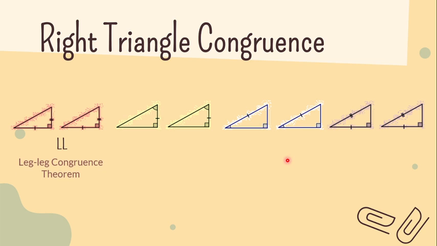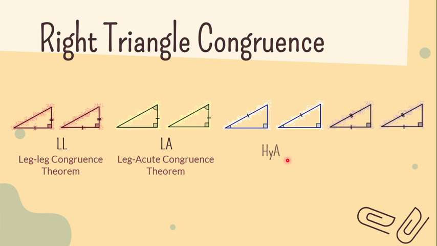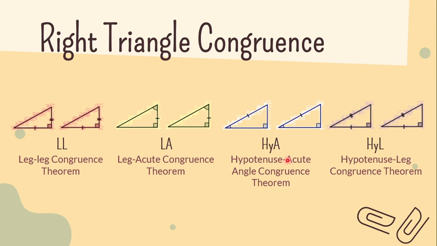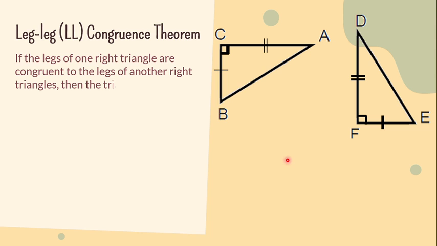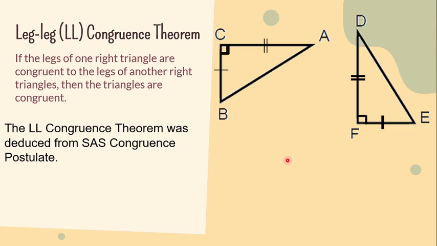We have the LL or the leg-leg congruence theorem, the LA or the leg acute congruence theorem, the HYA or the hypotenuse acute angle congruence theorem, and the HYL or the hypotenuse leg congruence theorem. So, let's discuss it one by one. For the leg-leg congruence theorem, it states that if the legs of one right triangle are congruent to the legs of another right triangle, then the triangles are congruent. The LL congruence theorem was deduced from the SAS congruence postulate.